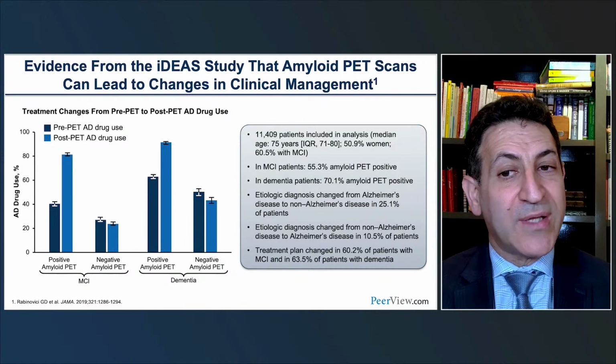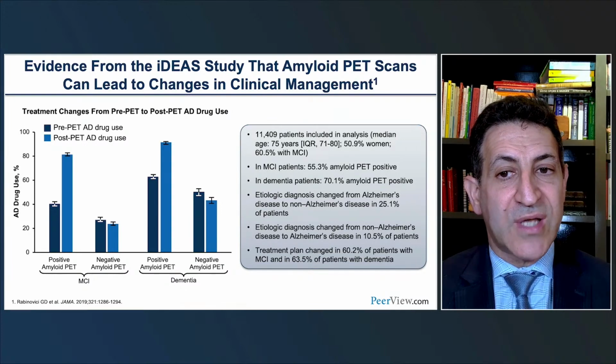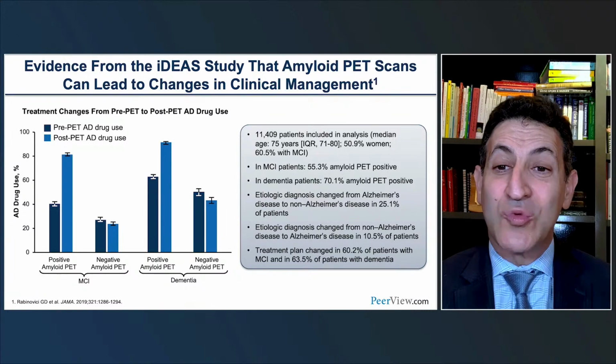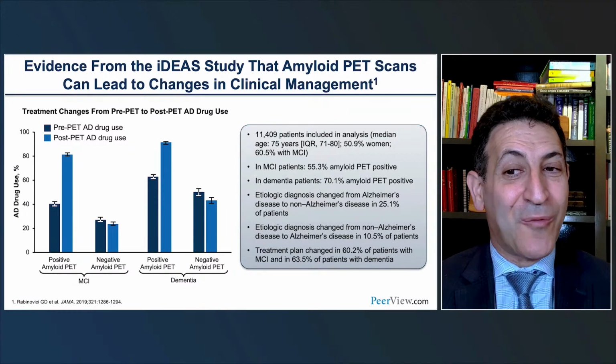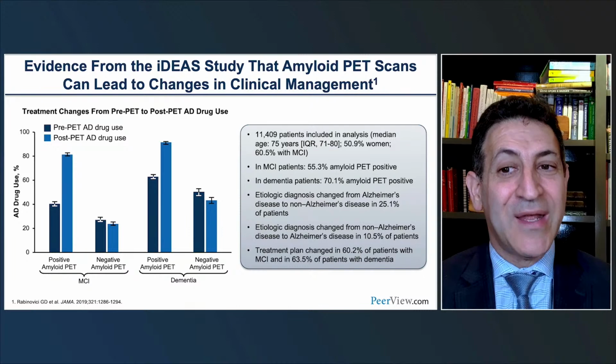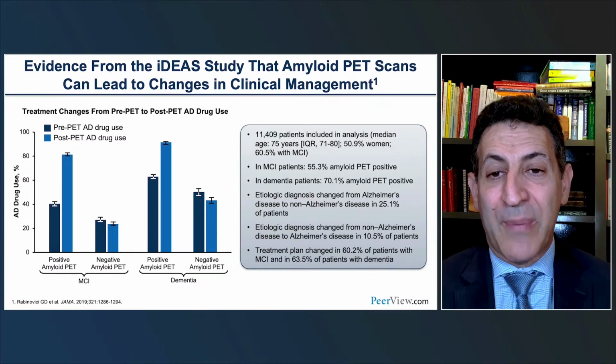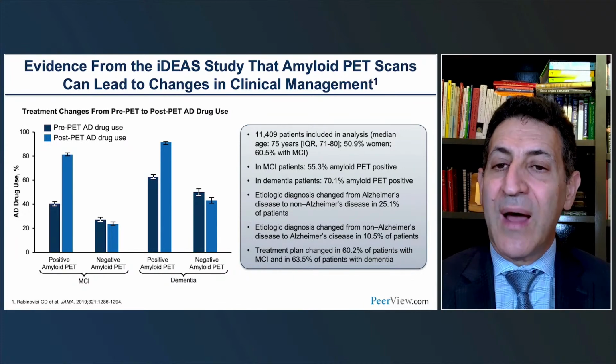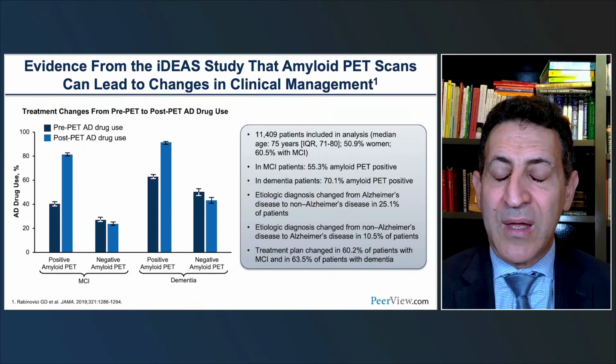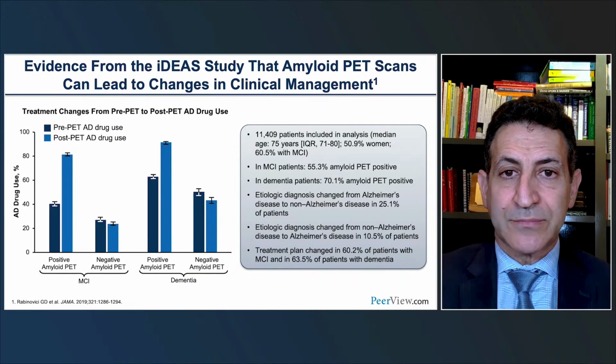I want to make a point that's very, very important for this audience to understand: patients we called Alzheimer's disease were only positive on their amyloid PET 70% of the time, and people with mild cognitive impairment were only positive about half of the time. So amyloid PET is highly informative and can aid in medical practice.